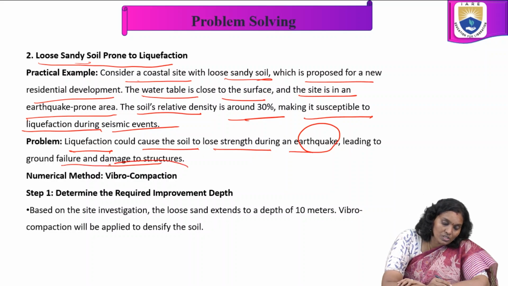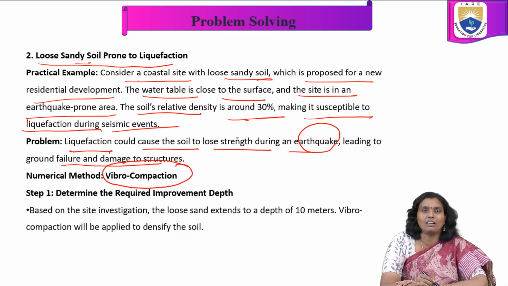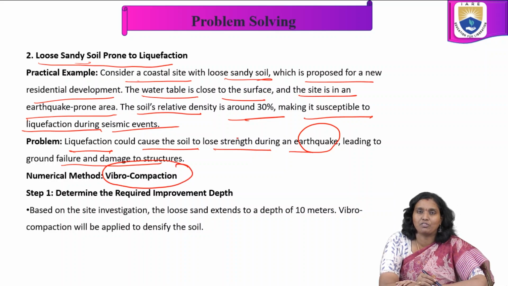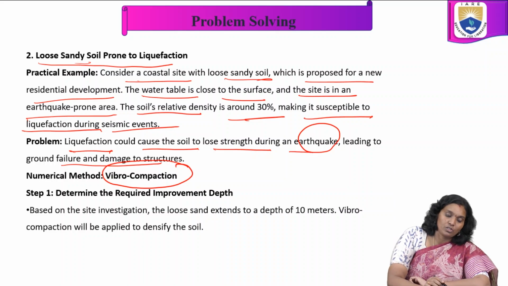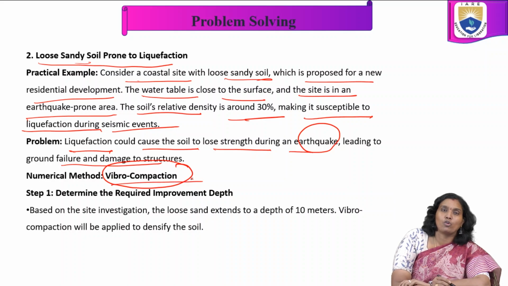In this, we choose the vibro compaction technique for getting the desired properties of the soil. At the time of an earthquake, when it is loose soil, there should not be any damage to the structure or any kind of ground failure. So for that, we choose this vibro compaction ground improvement technique.